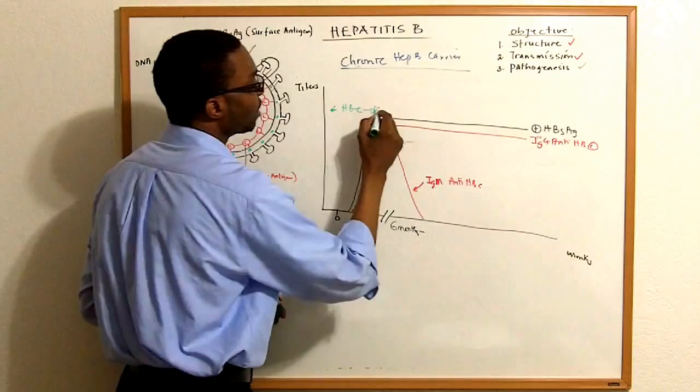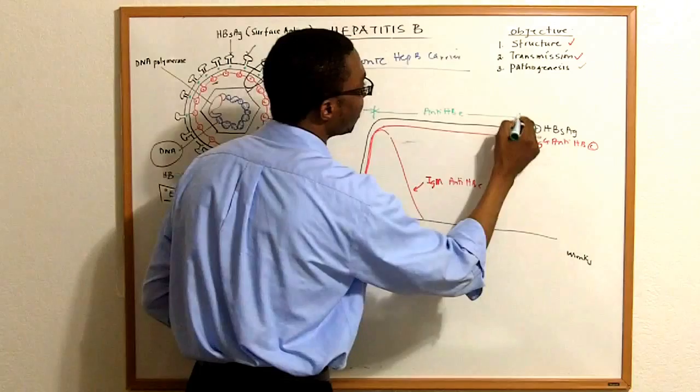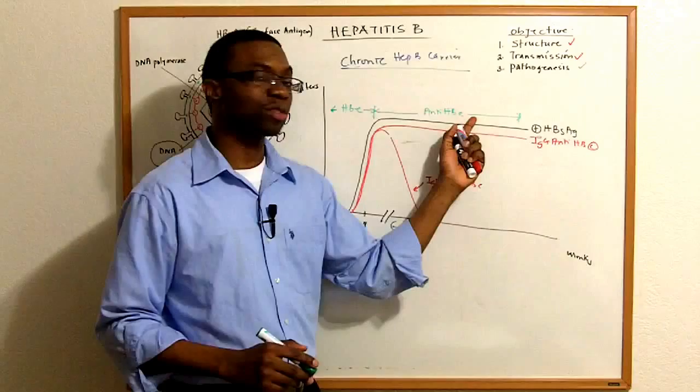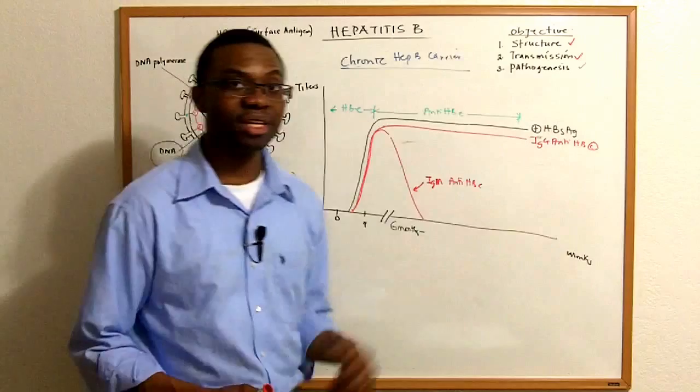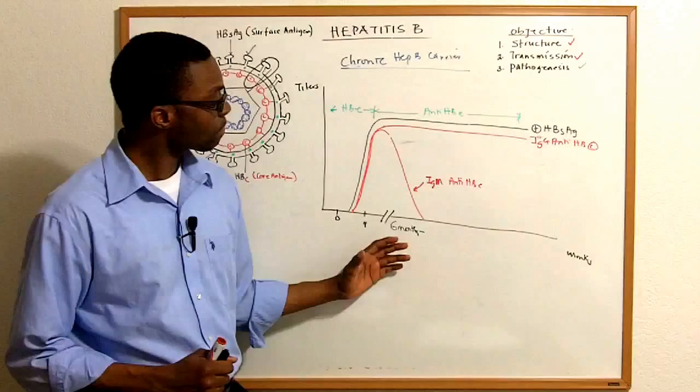They might make even antibodies against the early antigen. But remember, this is not enough to cover you to become immune to the virus. The problem is the surface antigen is still positive, and they're going to be chronic carriers of hepatitis B virus.